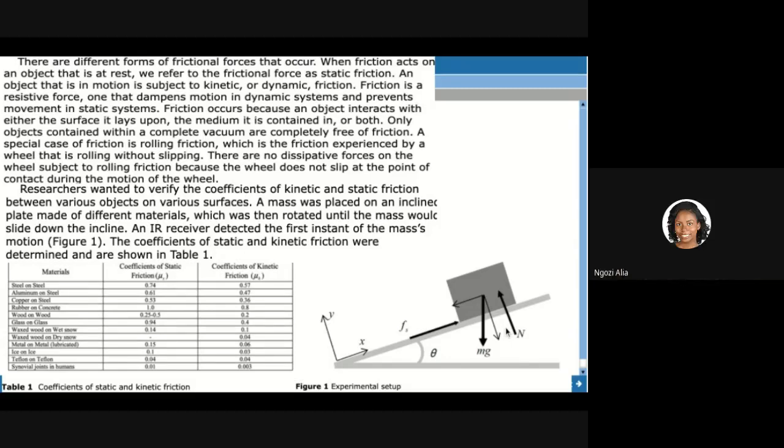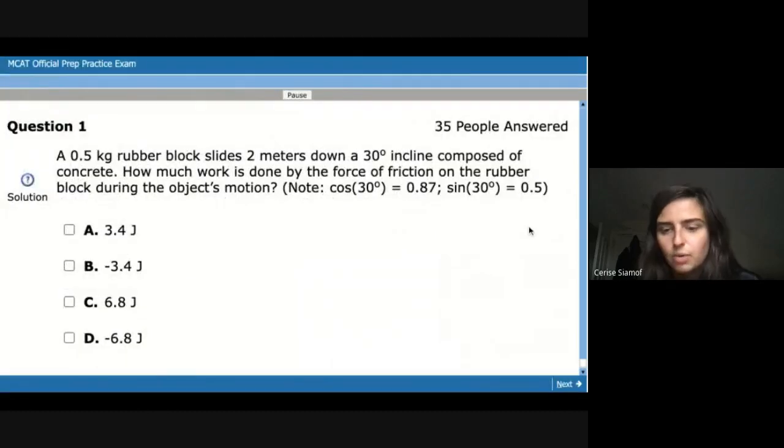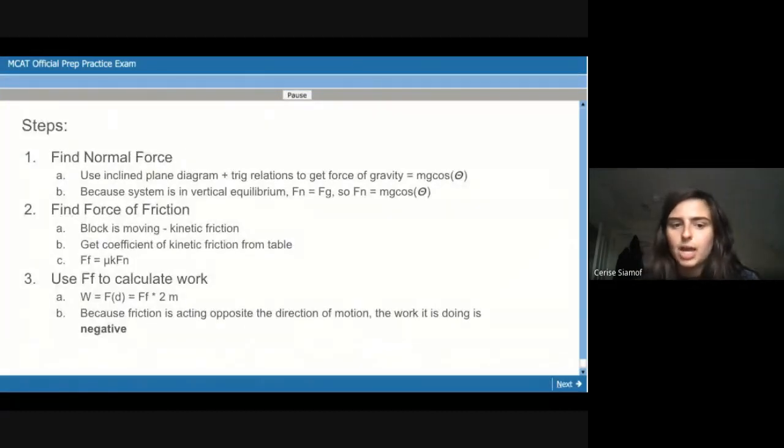Thank you. Yeah, so someone asked if the work of friction is always negative. In this case, it's negative because it's acting opposite the direction of motion. And because friction is always acting opposite the direction of motion, the work that it is doing is negative.